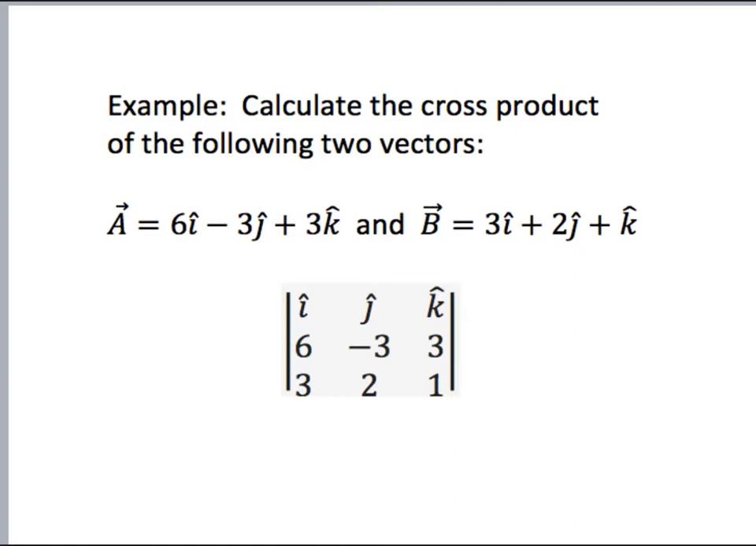So to take the vector product, we want to form the components first, i hat, j hat, k hat. That goes with x, y, and z, so all in a row. And then I take the components of the first vector, 6, minus 3, 3, and then the components of the second vector, 3, 2, and 1. And of course, this is going to be equal to the vector A cross B.